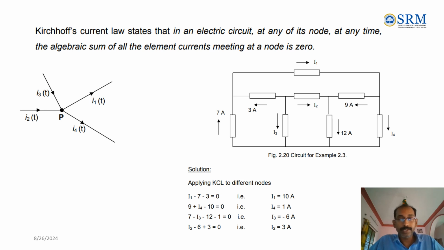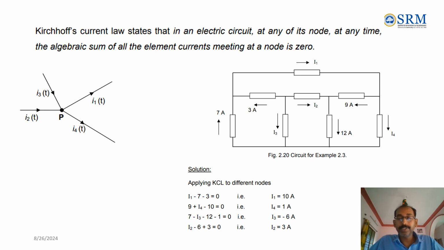To understand this, let us take this simple circuit in which at this point P, two currents are entering, I3 and I2. Two currents are leaving, I1 and I4. So as per Kirchhoff's current law, entering current is equal to leaving current. So I3 plus I2 is equal to I1 plus I4. That's all. This is Kirchhoff's current law, KCL.